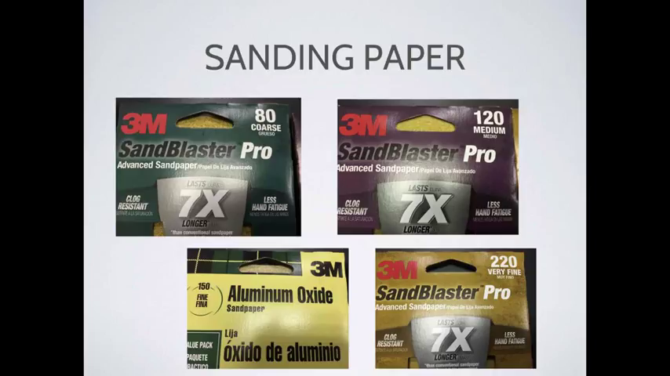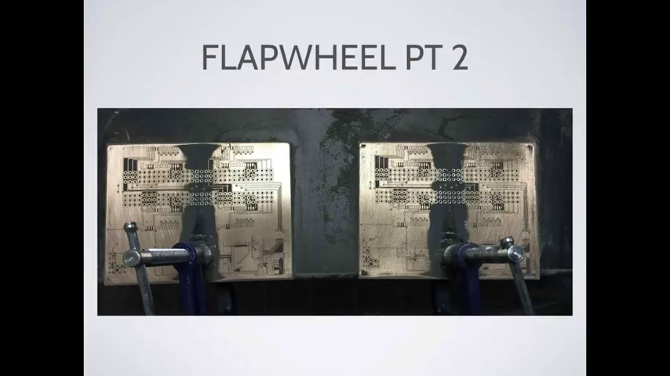So I have 80, 120, 220, and then this aluminum oxide, which is at 150. So there's all these different grains. The lower the number, the more coarse and abrasive, like thick and harsh it's going to be, and the higher the number, the more fine it's going to be. So here's an example from the right to the left. The one on the far right is an 80 coarse, and then the 120, and then the 220, and then the aluminum oxide over on the left side.